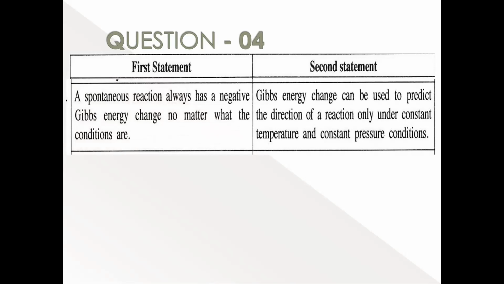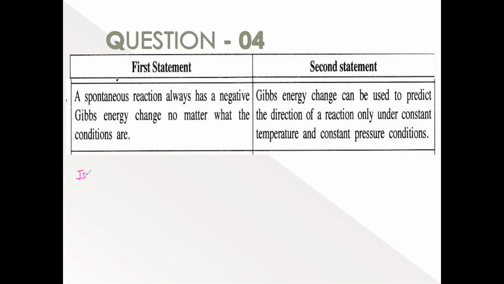And the Gibbs free energy can be used to predict the direction of the reaction only under constant temperature and constant pressure conditions. Yes, that is correct. I will explain what they are telling here. When you speak about a spontaneous reaction, if it is an isolated system where the reaction is taking place, the temperature cannot be kept constant.